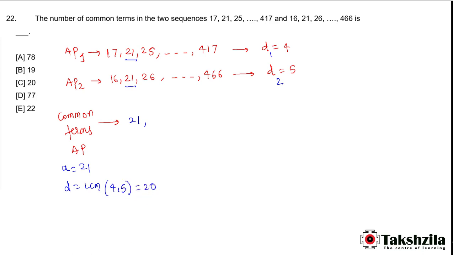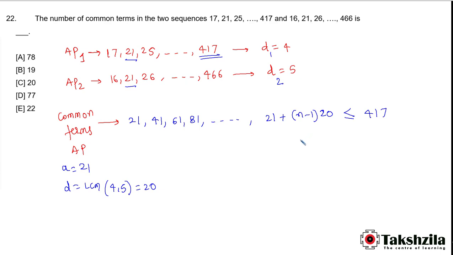So the first common term is 21, the second common term is plus 20, 41, then again plus 20, 61, then 81 and so on. These are the common terms. The last common term is going to be 21 plus n minus 1 into d, which is 20. And this last common term should be less than or equal to 417, because a number which is more than 417 cannot be common to both series.